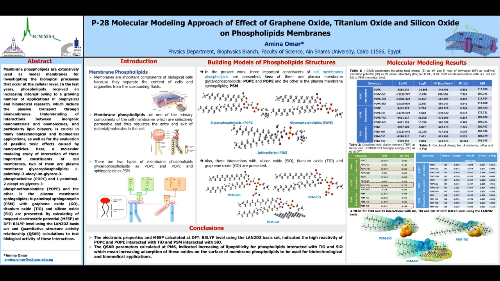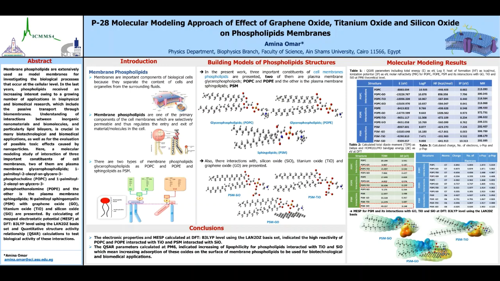In this work, phosphatidylcholine POPC and phosphoethanolamine POPE as types of glycerophospholipids, and sphingomyelin PSM as a type of sphingolipids. The molecular interaction of these phospholipids and their interaction with the nanomaterials graphene oxide, titanium dioxide, and silicon oxide through the oxygen of the phosphate group of the phospholipids are calculated using density functional theory.